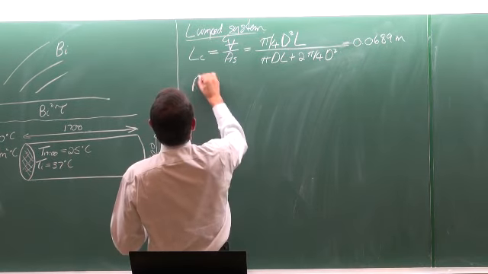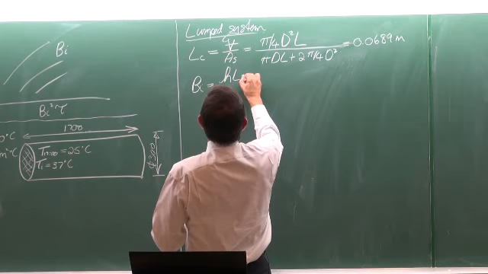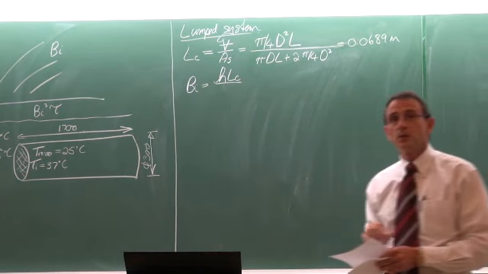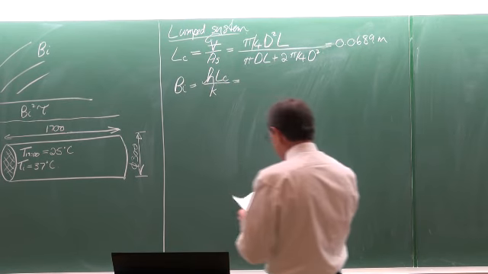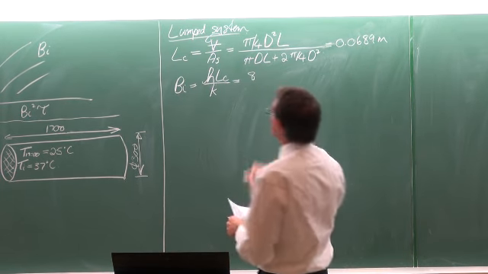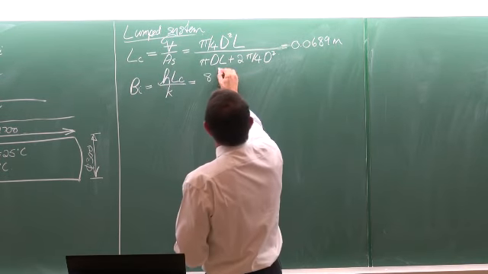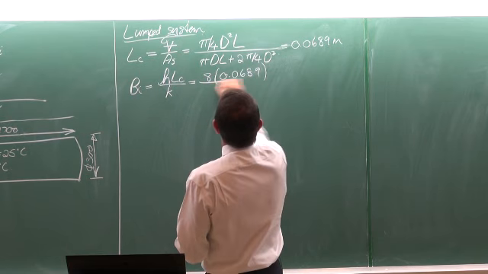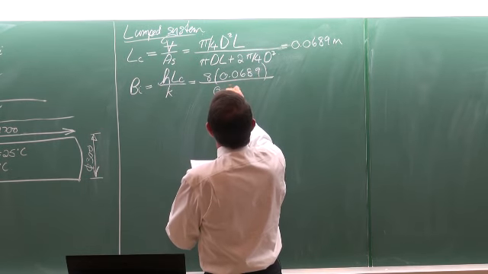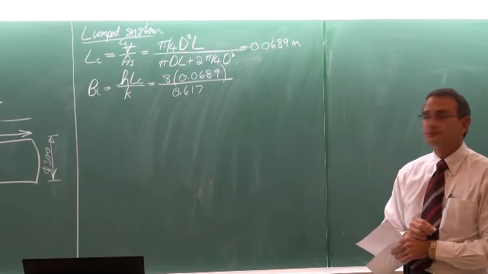The Biot number is a function of the characteristic length. It's equal to the heat transfer coefficient multiplied by the characteristic length divided by the thermal conductivity. The heat transfer coefficient is equal to 8. The characteristic length is equal to 0.0689 divided by the thermal conductivity, which is equal to 0.617.